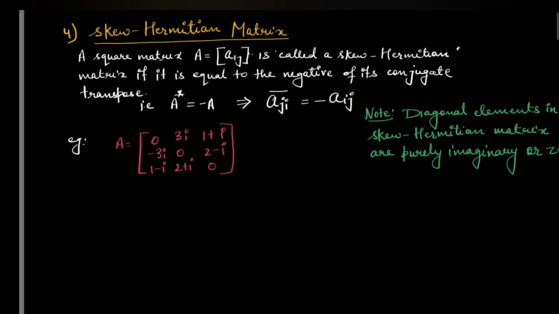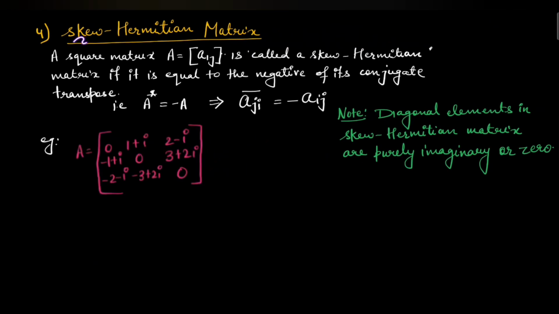Fine. Now moving to the next type, that is the skew-Hermitian matrix. A square matrix is called a skew-Hermitian matrix if it is equal to the negative of its conjugate transpose. That means if we take the conjugate transpose of any matrix, then it will be the negative of the matrix itself. That means a_ji conjugate will be equal to negative of a_ij. And what will be the note here? Diagonal elements in a skew-Hermitian matrix are purely imaginary or zero.